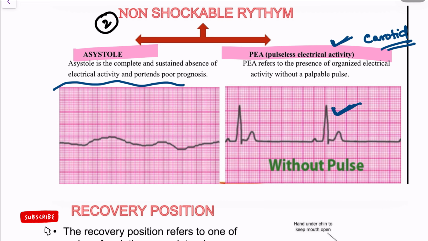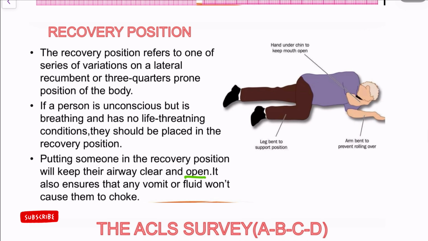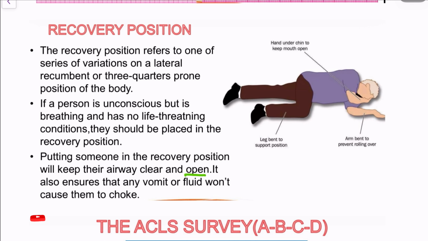In cases of asystole and in cases of pulseless electrical activity, you should not give shock, and in cases of ventricular tachycardia and ventricular fibrillation, you have to give the shock to the patient. After giving the shock and continuing the CPR, if the patient's pulse is normal and the patient starts to breathe, then you have to keep the patient in recovery position.